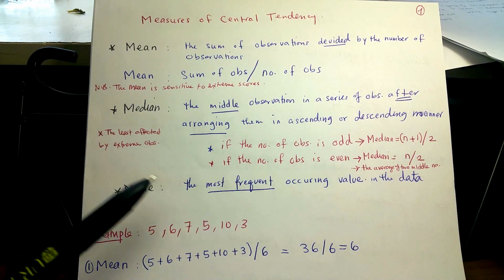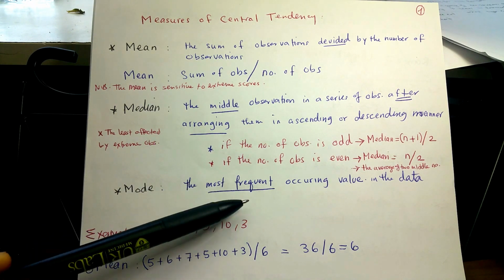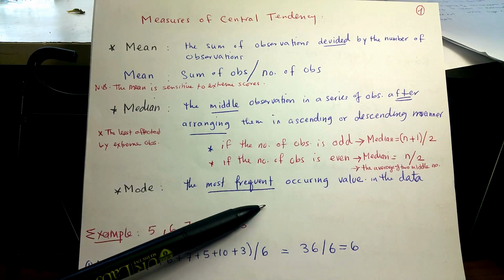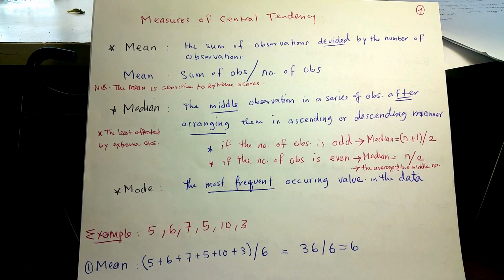The mode is the most frequent, it's the easiest one, the most frequent value occurring. So let's talk about an example here.